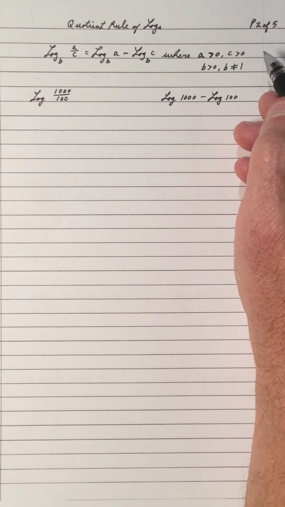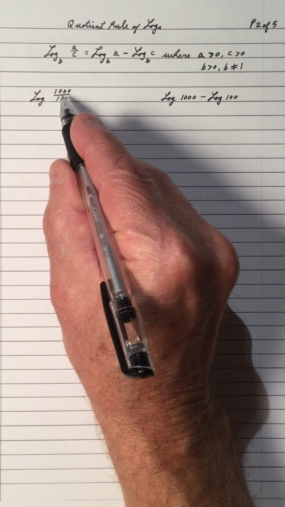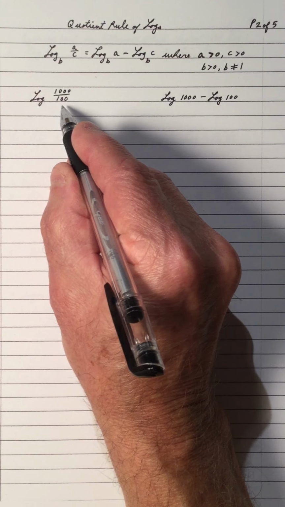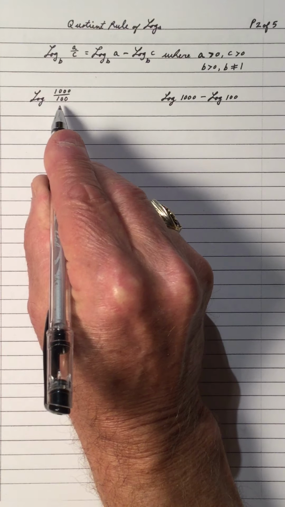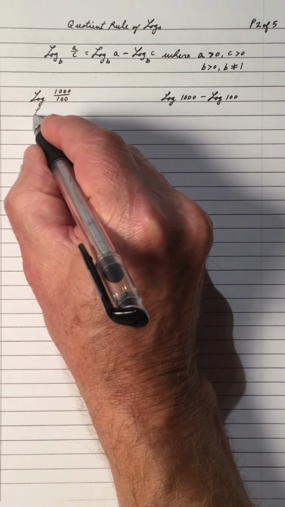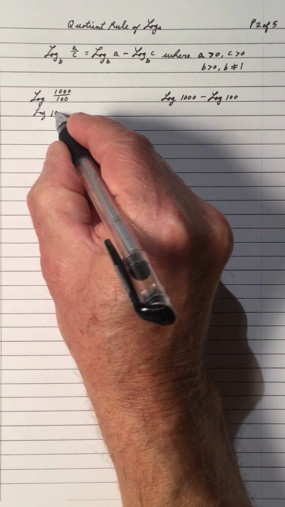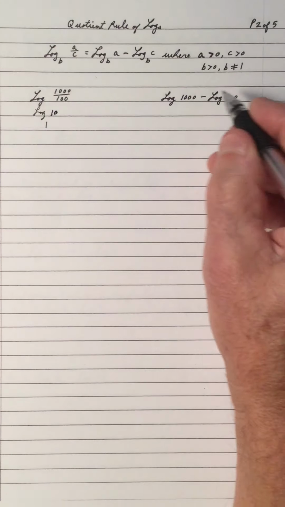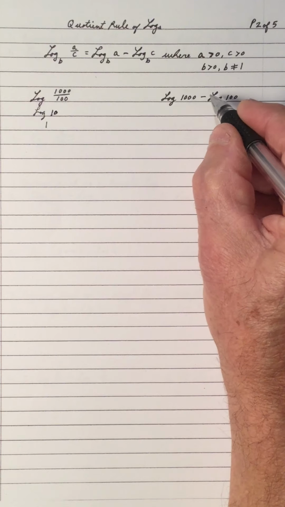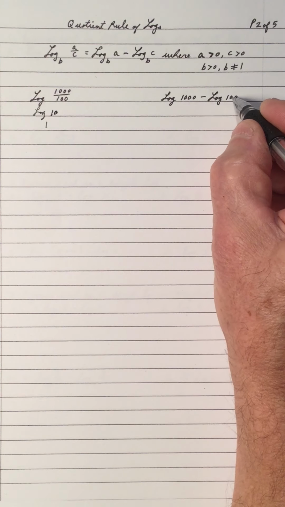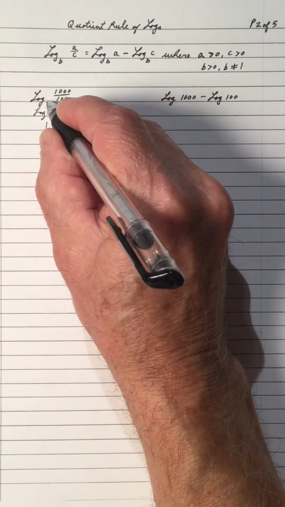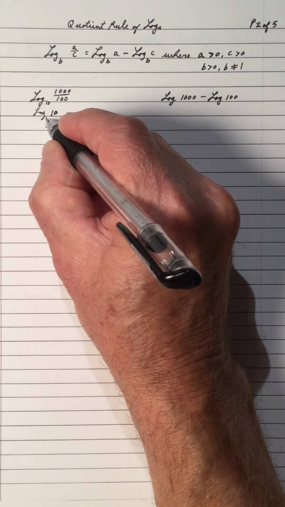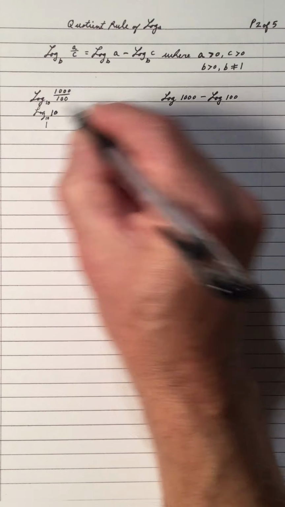And to look at an example, let's look at the log of 1,000 divided by 100. So that's the log of 10, and the log of 10 is 1. What about looking at the log of 1,000 subtract the log of 100? Again, put it here, that's the base 10, and that's the base 10. So 10 to the 1 is 10.